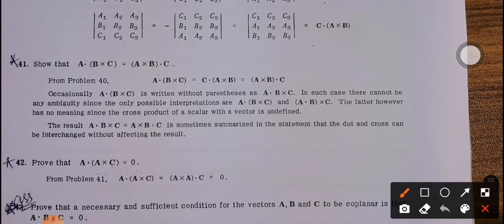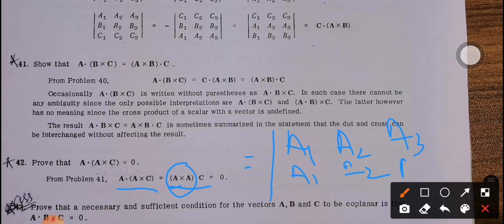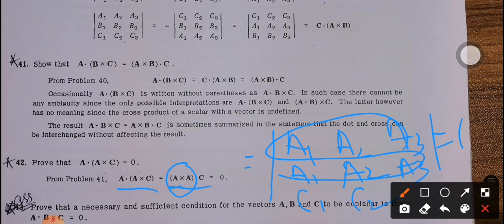Here we can use the result that a dot a cross c is equal to a cross a dot c, which is obviously 0 because a cross a is equal to 0. A cross a means the angle between a and a is 0 degrees, and sine 0 is 0, that's why the cross product will be 0. Or you can say that a dot a cross c is equal to the determinant where the first row defines the components of vector a, the second row is also a1 a2 a3, and the third row is c1 c2 c3. For a determinant, whenever two rows or two columns are the same, the result will be 0. So, the two rows being the same, the answer will be 0.